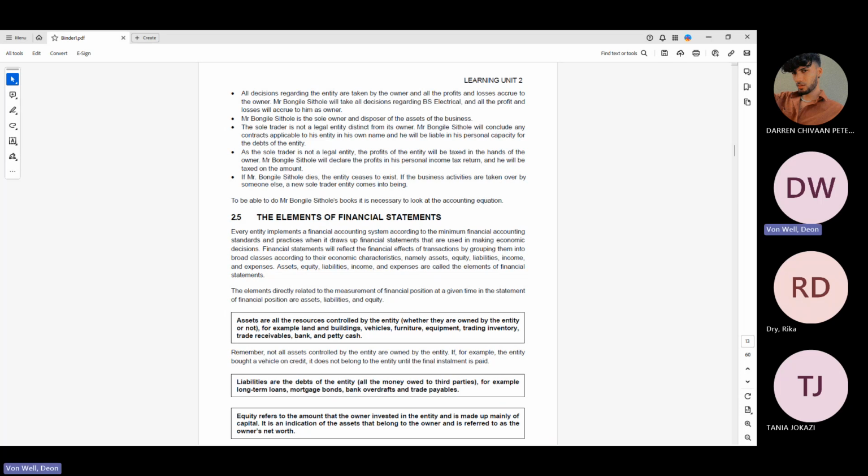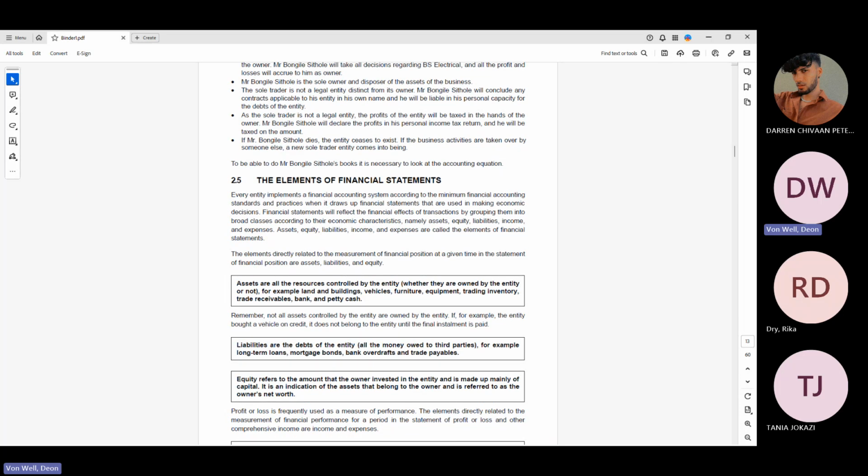Although I still have to pay my loan amount over 5 years, that vehicle is already part of my assets. Now, liabilities are the debts of the entity, all the money owed to third parties. For example, long-term loans, mortgage bonds, bank overdrafts, and trade payables. So your creditors. So liabilities are where you owe somebody else.